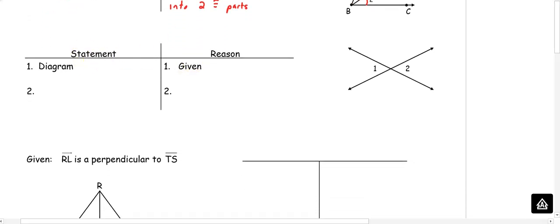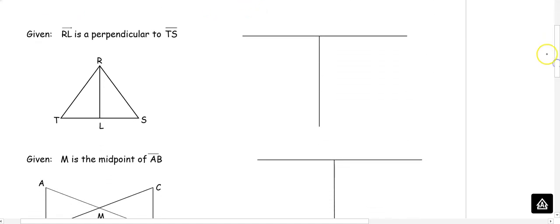In the next one, we are given the diagram. So based on the diagram, we have to make some kind of conclusion. Well, we know that angle 1 and angle 2 are vertical angles and that vertical angles are congruent. So our statement would be angle 1 is congruent to angle 2. And then our reason is that vertical angles are congruent.